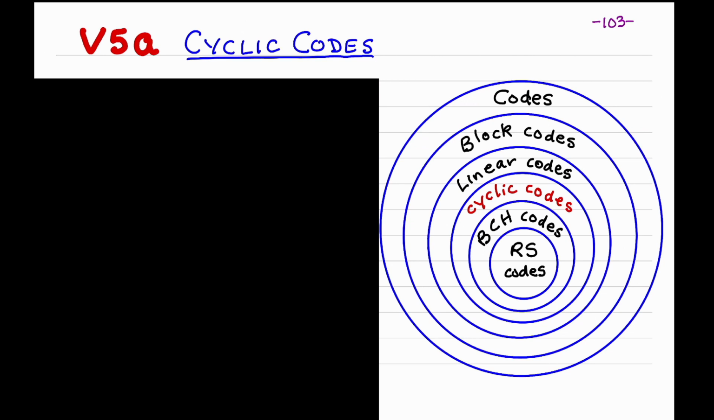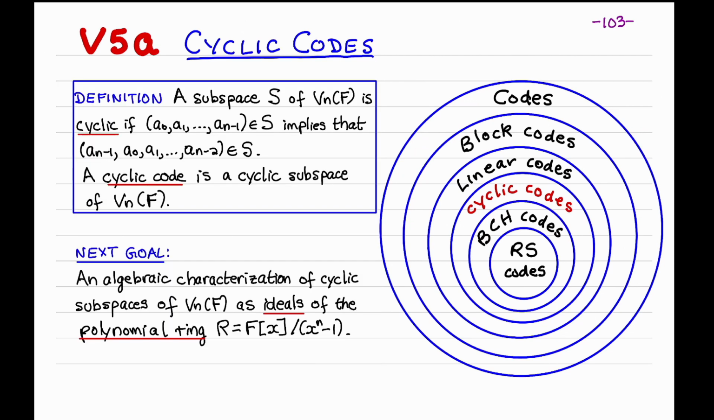Unfortunately, cyclic codes also have the problem that their distance is difficult to determine in general. So in Chapter 6, we'll specialize cyclic codes even further to BCH codes. We'll see that BCH codes are specially chosen cyclic codes which have a nice lower bound on their error correcting capabilities. Alright, so let me define cyclic codes next.